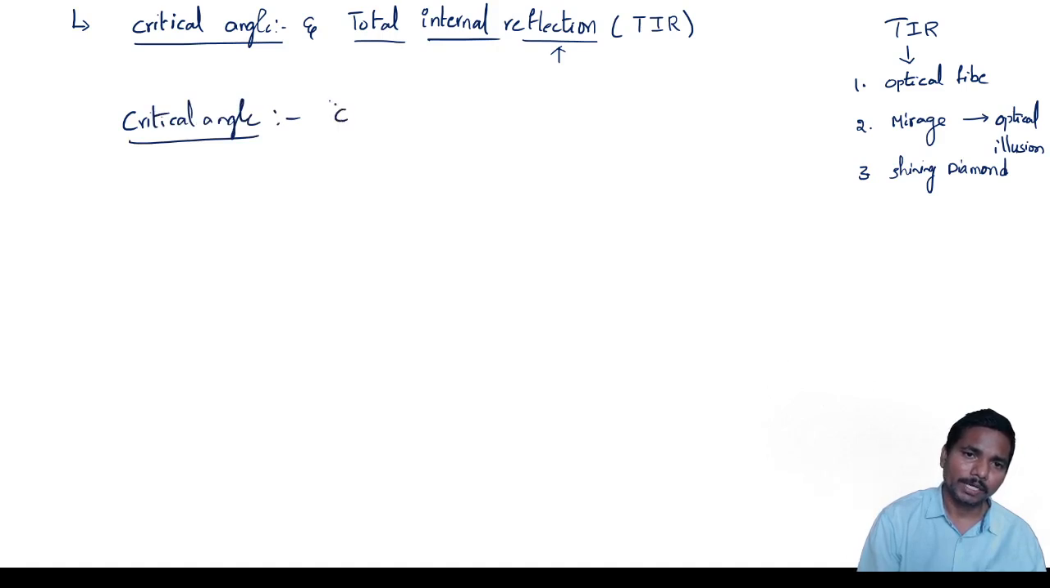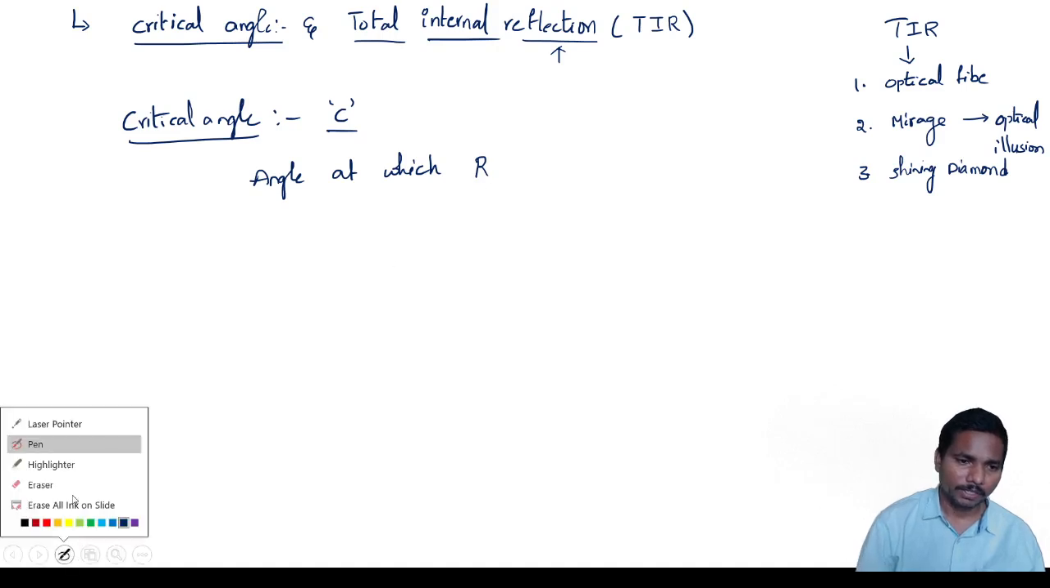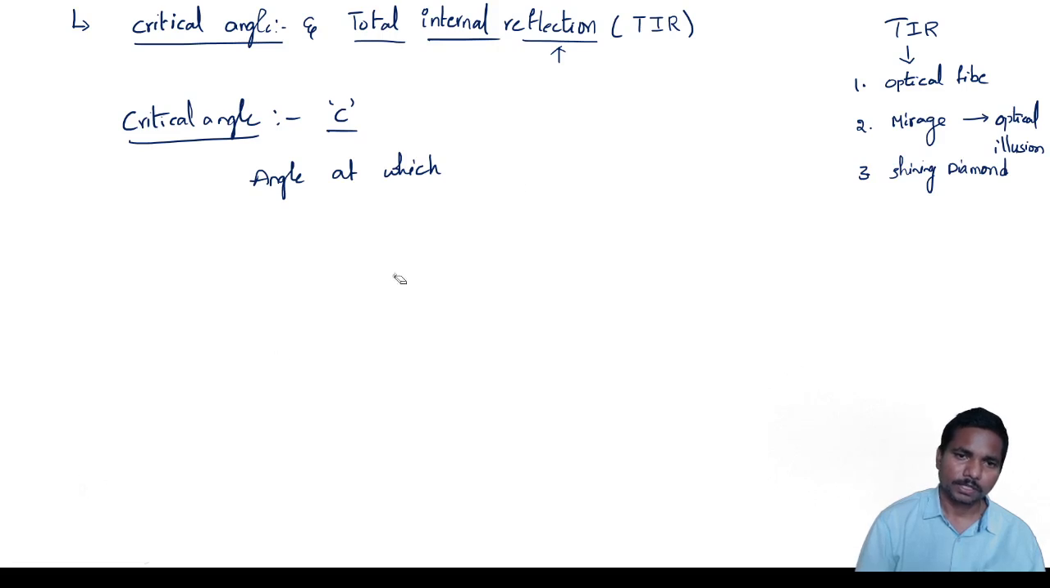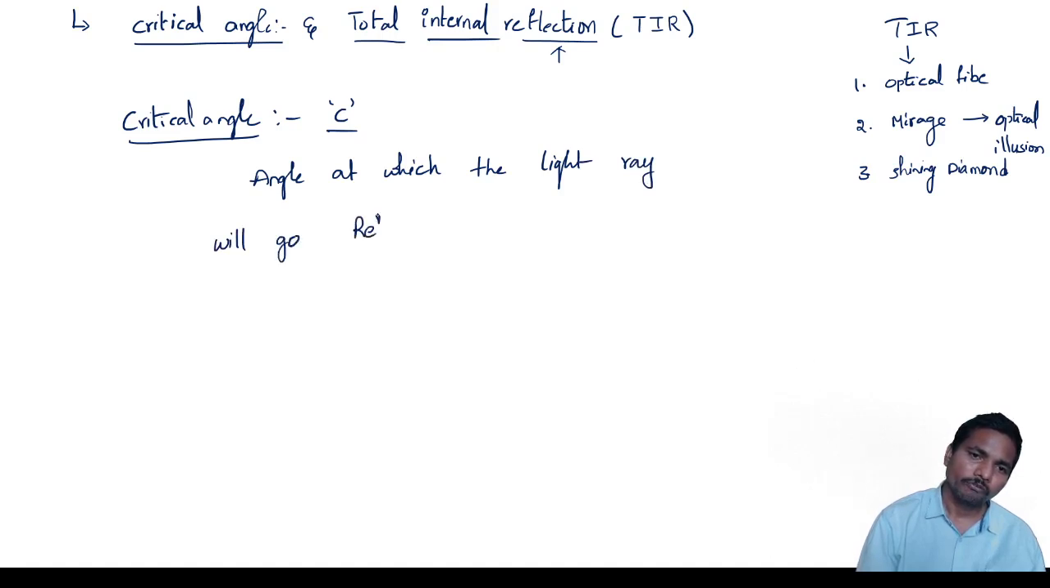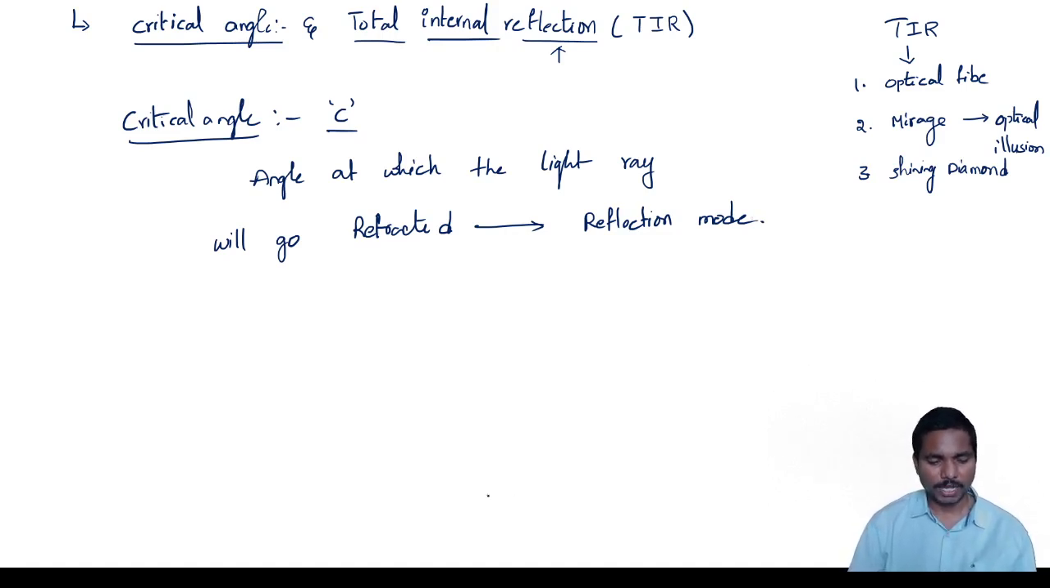Critical angle is denoted by the letter C. It is the angle at which the light ray will go from refracted mode to reflection mode. Okay, so the angle at which the light ray will go from refracted mode to reflected mode is nothing but, you can say, the critical angle.